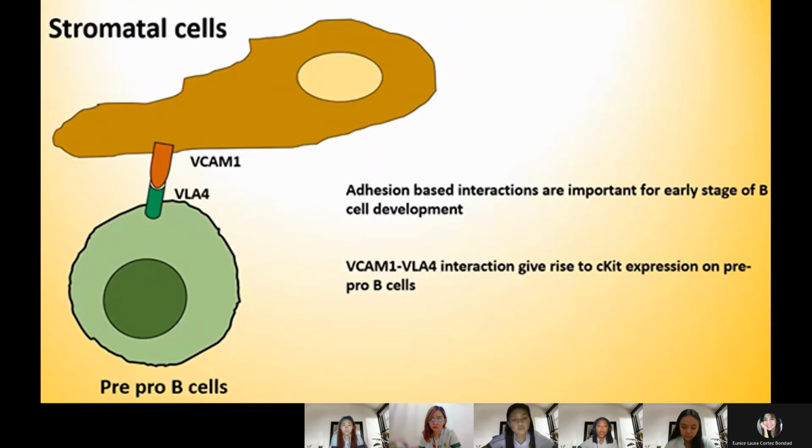And also, this VLA4 and VCAM1 interaction gives rise to the expression of another adhesion molecule known as c-KIT. And c-KIT has a defined role for the pre-pro B cell after the interaction of VCAM1 and VLA4, and it starts expressing c-KIT. Next slide, please.